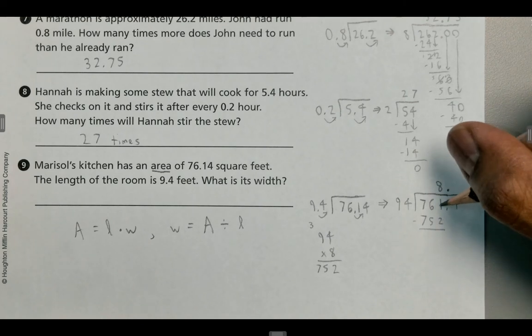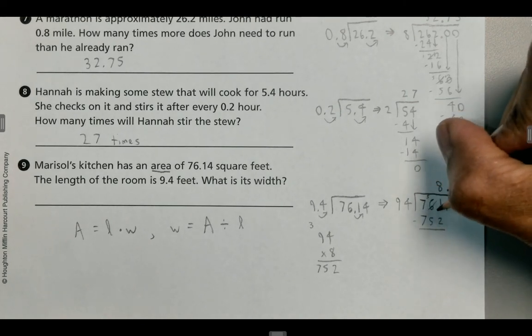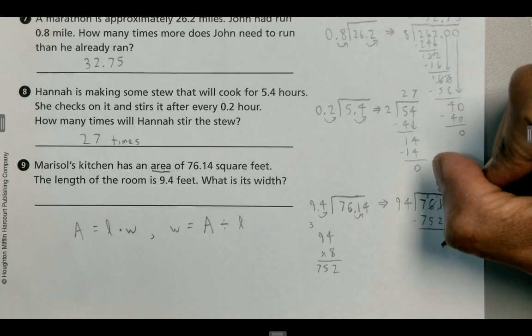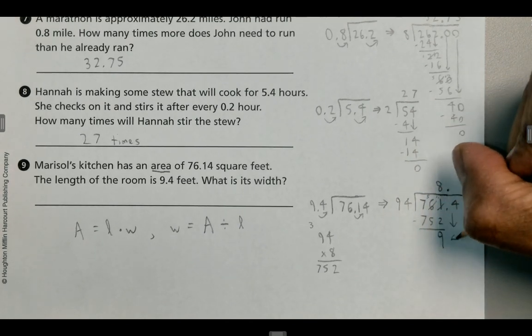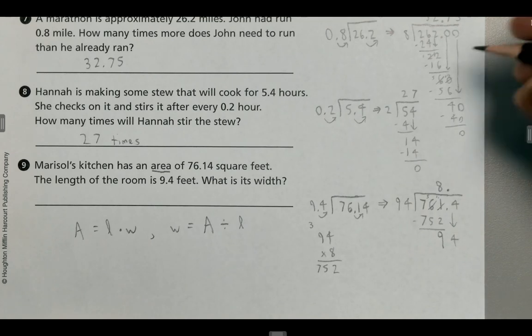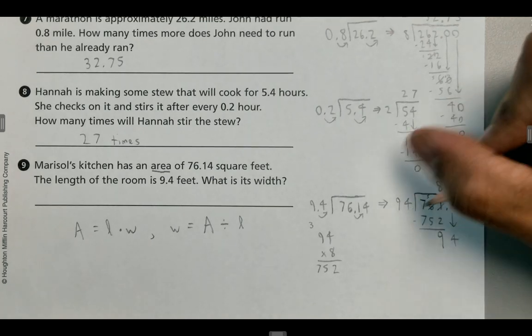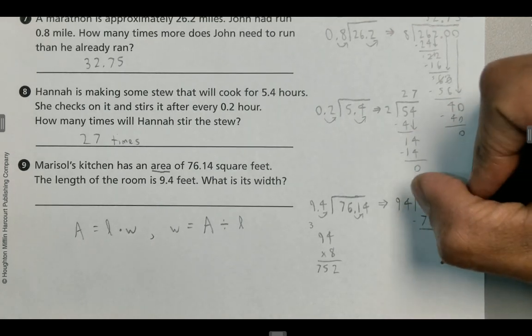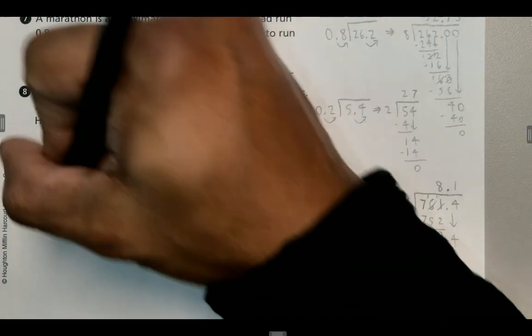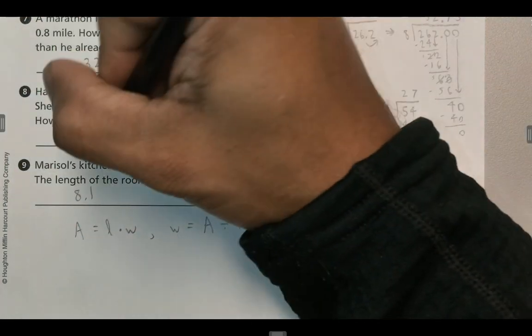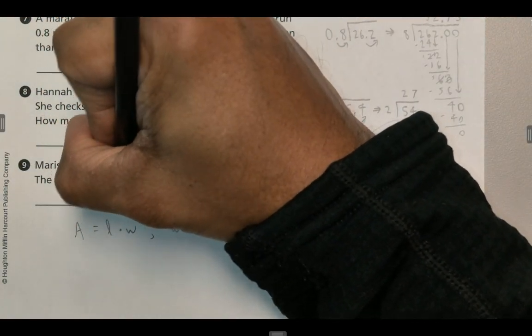Now, let's subtract 1 minus 2. 1 needs to borrow. 11 minus 2 is 9. Let's bring down 4. Hey, 94 goes into itself one time. 94 times 1, of course, is 94. 94 minus 94 is 0. Nothing left to bring down. 8 and 1/10 feet is our answer.